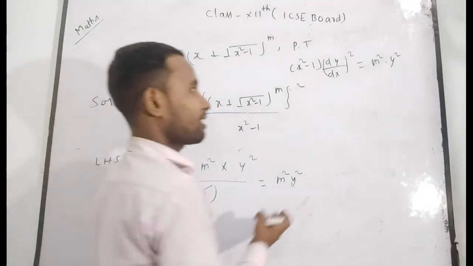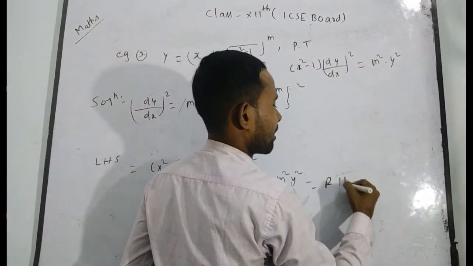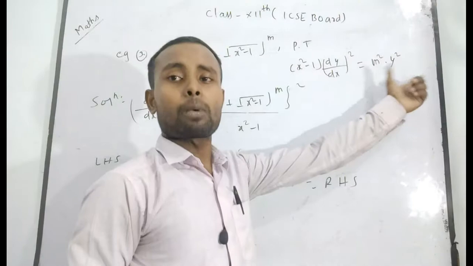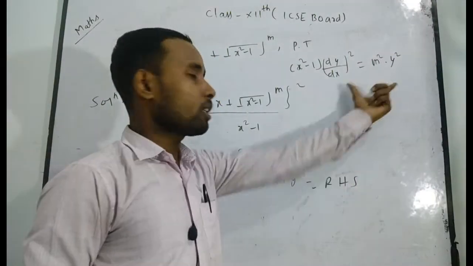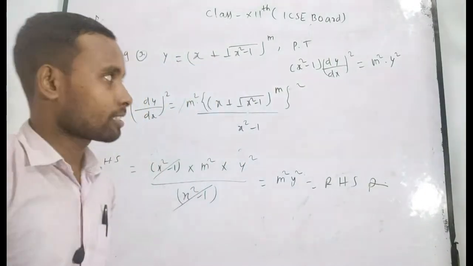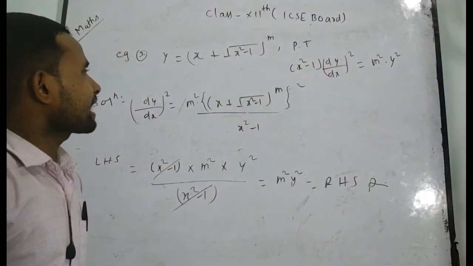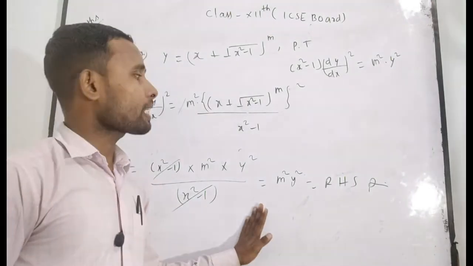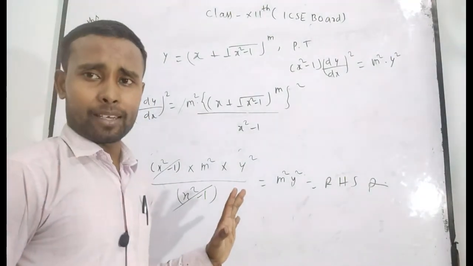What is this? This is nothing, just the RHS. Now you need not separately calculate the RHS. Sometimes you will calculate, but here there is no need. So you will get the answer directly. I think you understand very easily. Now I again tell you, you can solve this. This is the simplest method. No need of any extra mind.